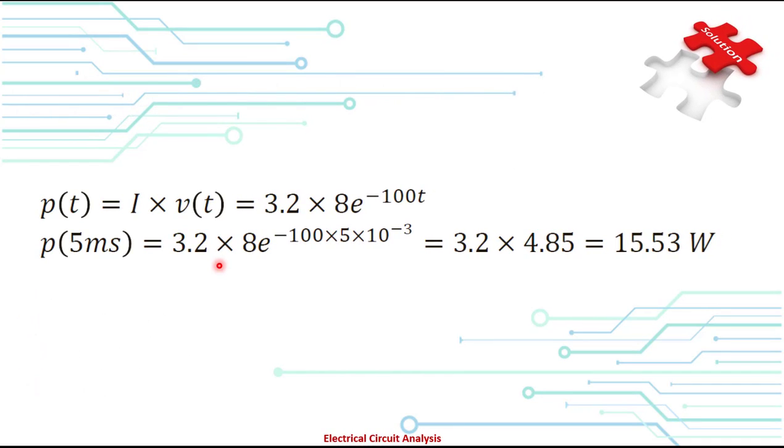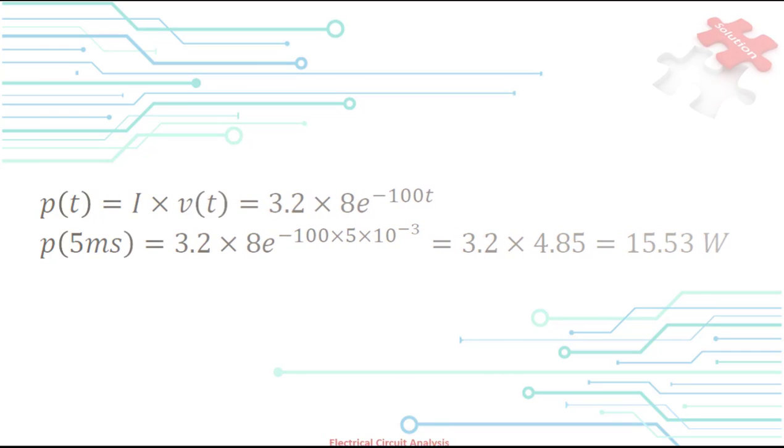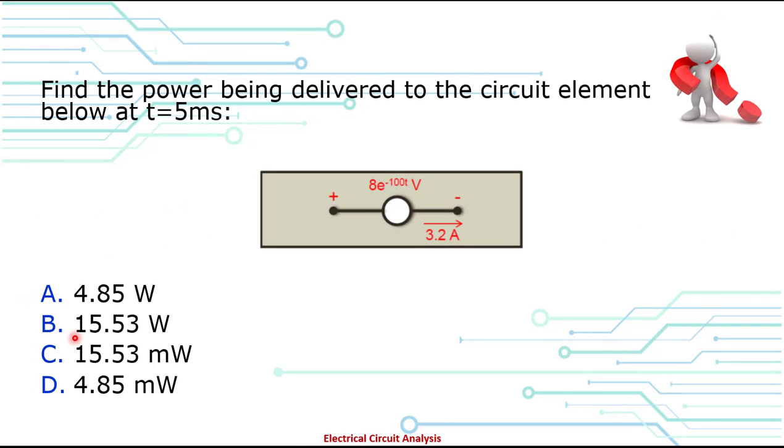Now, this is the answer to the given problem. Since we want to find out instantaneous power, power is function of time. Current is constant quantity, so it is represented by capital I, while voltage is instantaneous, so it is represented by a small v. Since it's a function of time, we have t in the bracket. So we multiply 3.2 into 8 e raised to power minus 100t. We replace t by the time value, which is 5 milliseconds, that is 5 into 10 to the power minus 3. If we multiply these two quantities, we get the result 15.53 watt. So our answer to the given problem is B, which is 15.53 watt.